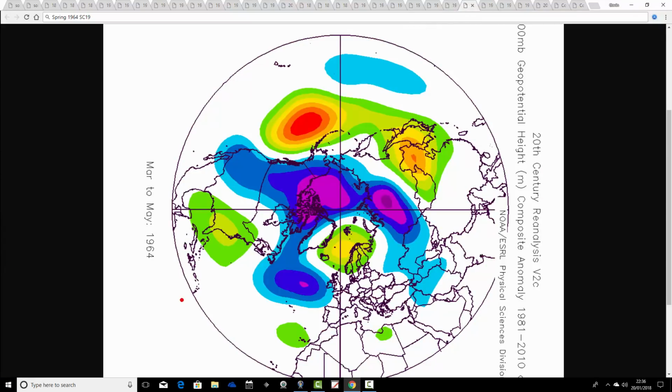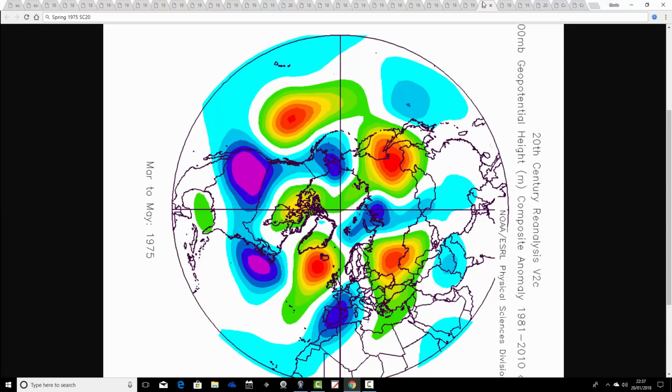1964 breaks things down a little bit. This is the spring of 1964, so this is like the solar minimum spring of solar cycle number 19. And we have below average heights and pressure in the Atlantic, and we're moving the jet stream through like that. So that one looks a much more unsettled spring. Probably not a deluge, but it does look more unsettled than those previous three springs of 33, 43, and 53, that was just looking at.